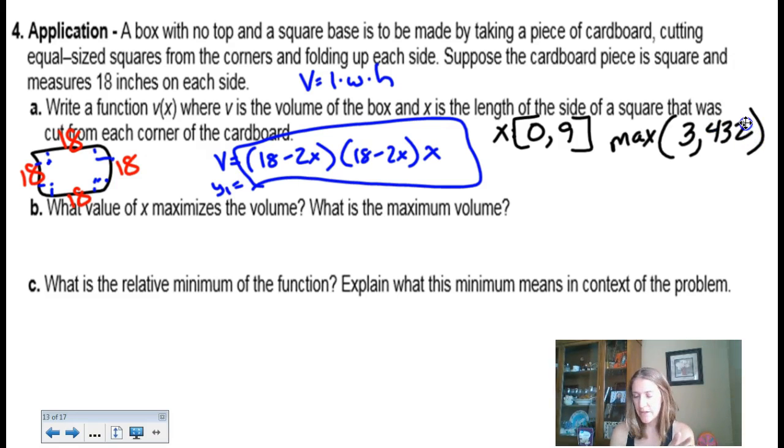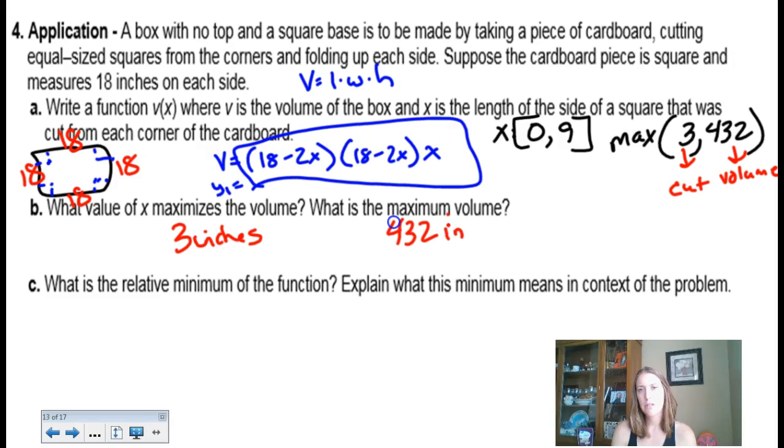So what that means for us is that 3 inches is how big we're going to make the cut, and the 432 is the volume that we're going to come up with. So that is the maximum volume if you happen to cut off 3 inches from each corner. So what value of x maximizes volume? That would be 3 inches. And then max volume is 432 inches cubed.